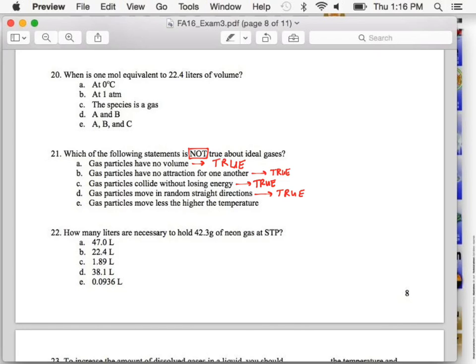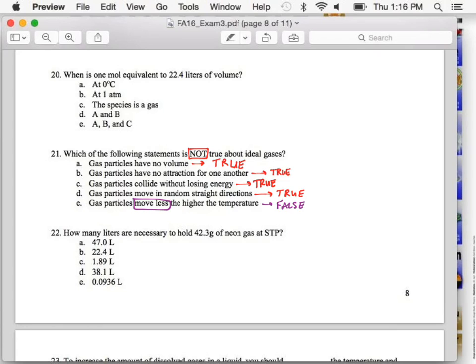Gas particles move less at higher temperature. That one is actually false. As you add heat, what happens to your particles? They move more. They have more kinetic energy. That statement is wrong. That's an easy way to change that statement. And since I haven't written the exam, that may not be a bad way to do it.